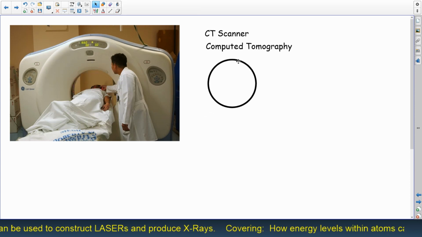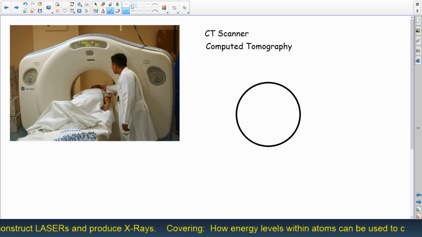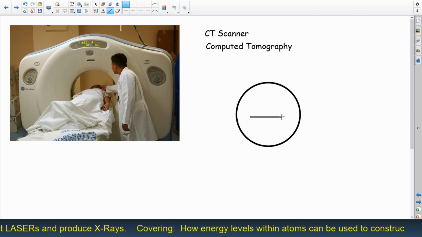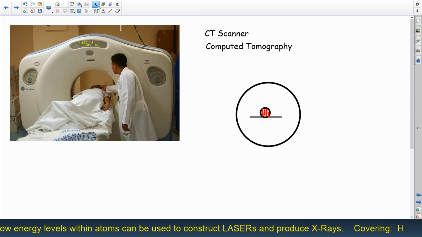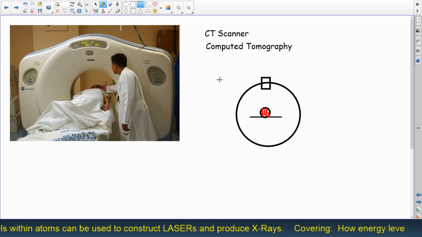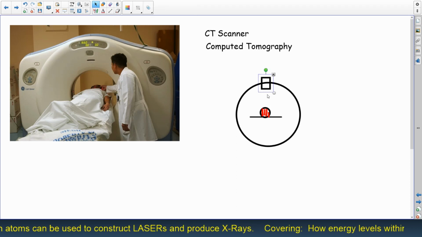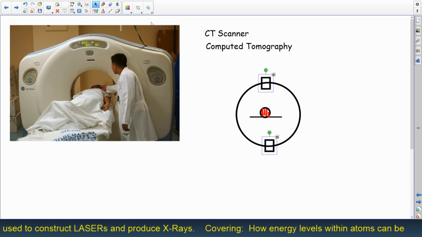Okay, we'll bring that over here for a little play about. Okay, so our ring structure is created here. Our patient lies on a bed that the ring is going to travel over. The little patient in here. Okay, so what we want here is two things. We want an X-ray emitter up here and an X-ray receiver over here.